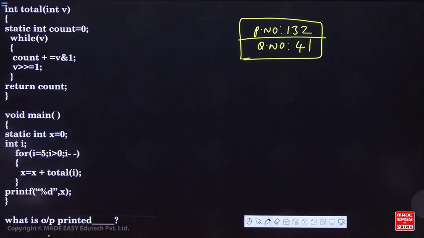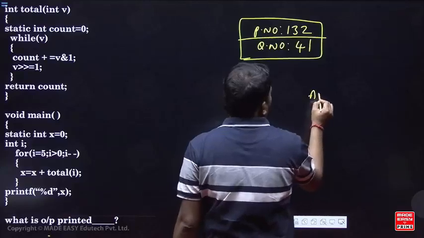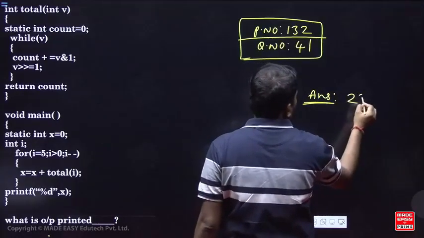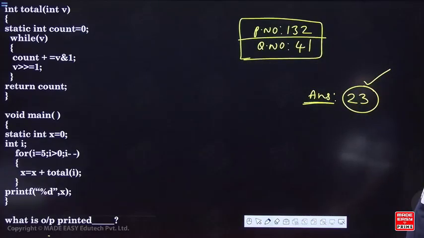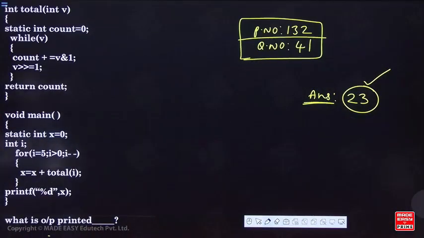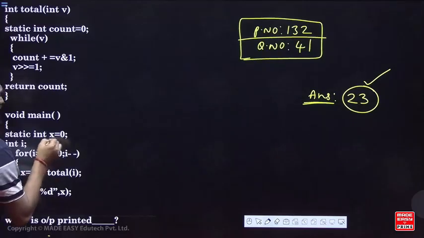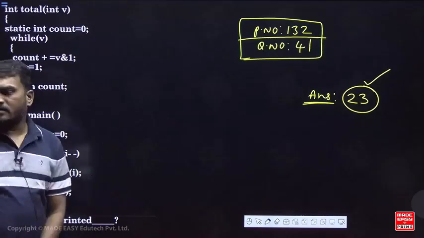So let me reveal the answer. Many people gave the right answer and also the wrong answer. I think the ratio is almost 60% wrong answer and 40% right answer. So the right answer is 23. You need to type the answer as 23. Please understand the meaning of this statement here. Remember, with the declaration, whatever is there is called initialization, and this is also called initialization. So 23 is the right answer.